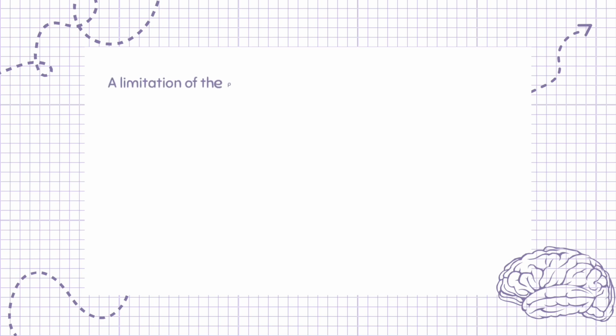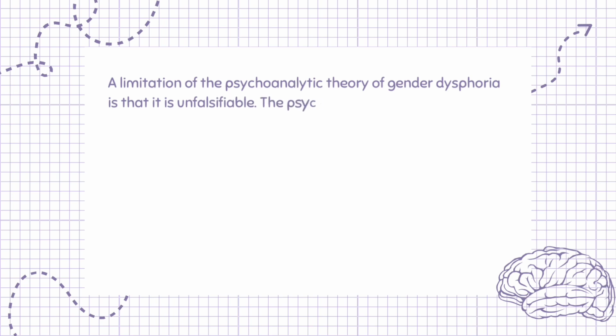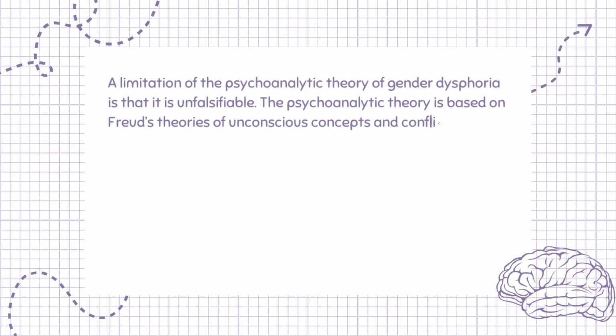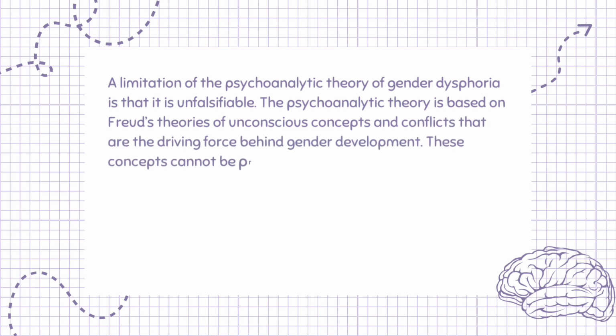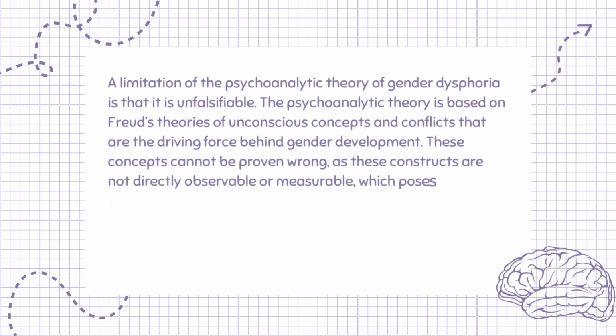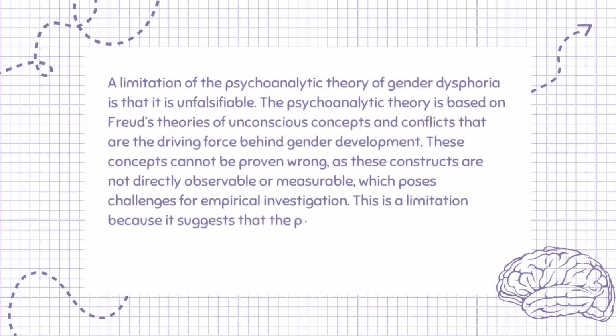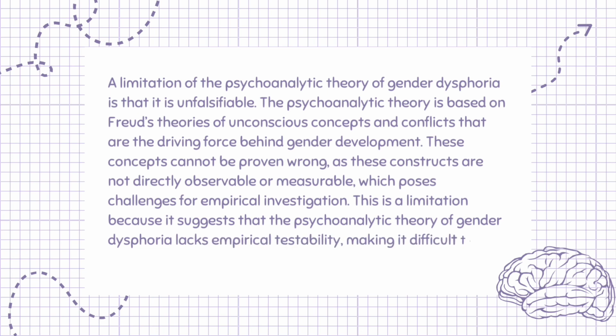A limitation of the psychoanalytic theory of gender dysphoria is that it is unfalsifiable. The psychoanalytic theory is based on Freud's theories of unconscious concepts and conflicts that are the driving force behind gender development. These concepts cannot be proven wrong, as these constructs are not directly observable or measurable, which poses challenges for empirical investigation. This is a limitation because it suggests that the psychoanalytic theory of gender dysphoria lacks empirical testability, making it difficult to validate or refute its claims through scientific methods.